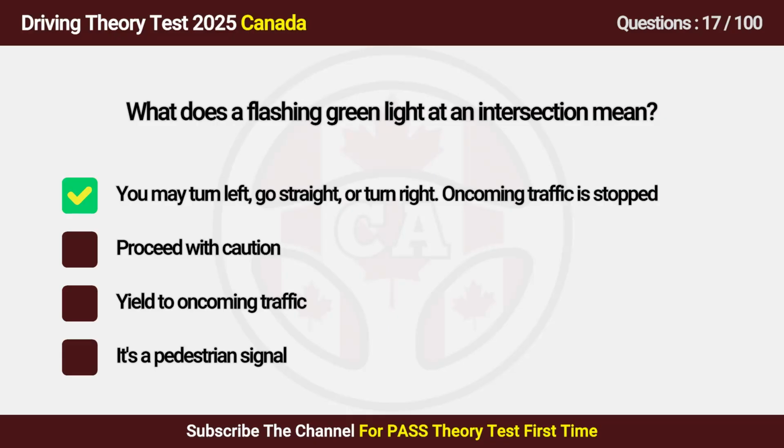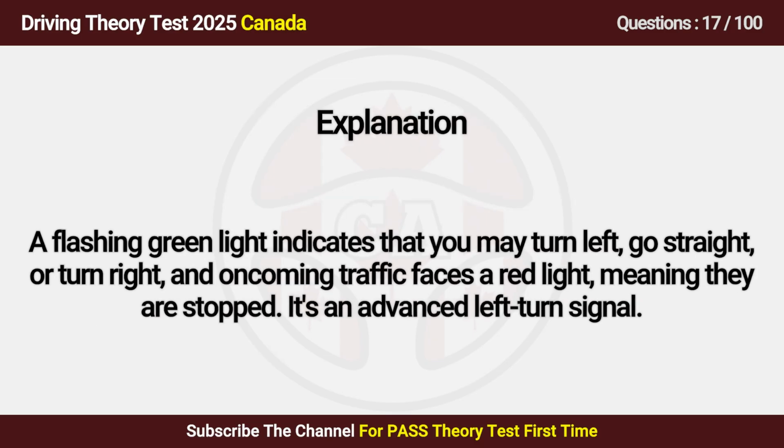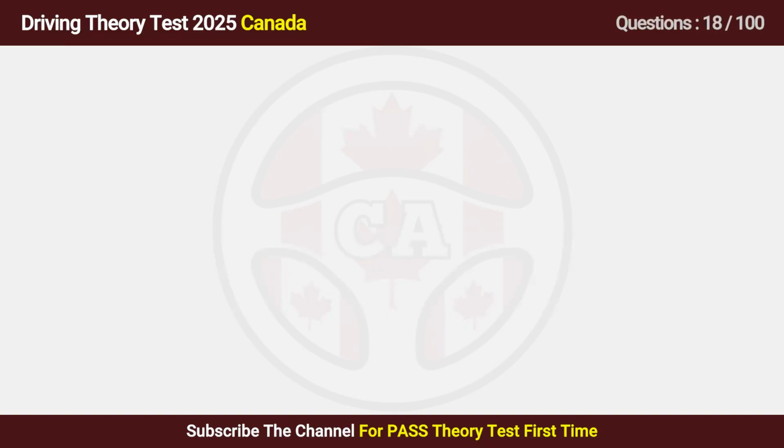Answer is A. You may turn left, go straight, or turn right. Oncoming traffic is stopped. A flashing green light indicates that you may turn left, go straight, or turn right, and oncoming traffic faces a red light, meaning they are stopped. It's an advanced signal.